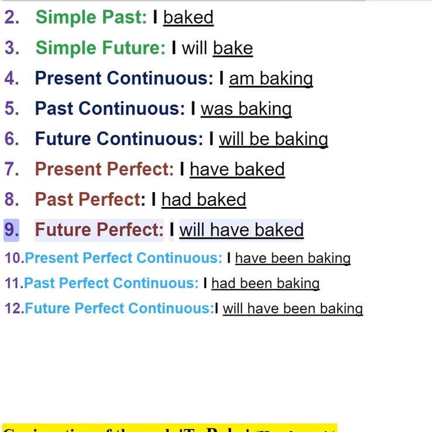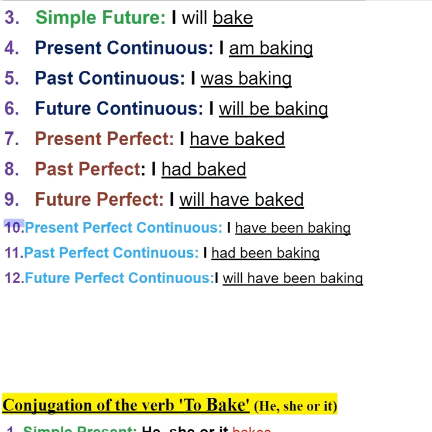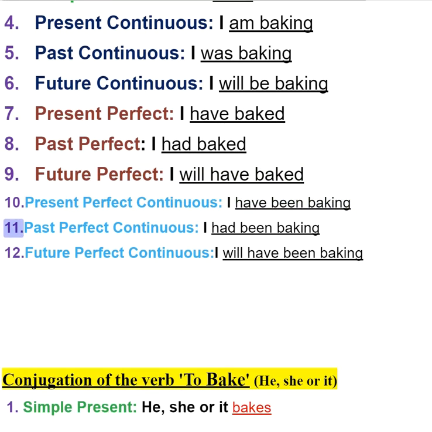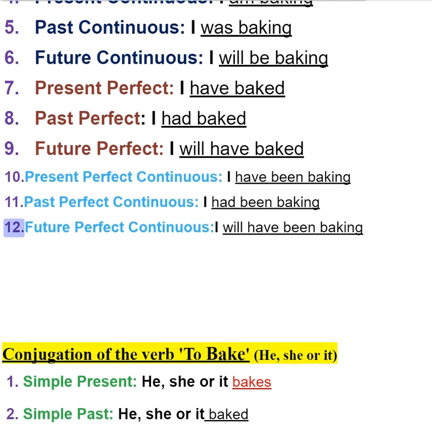9. Future perfect, I will have baked. 10. Present perfect continuous, I have been baking. 11. Past perfect continuous, I had been baking. 12. Future perfect continuous, I will have been baking.